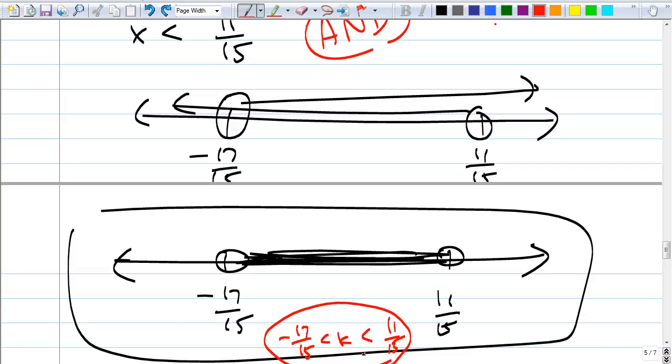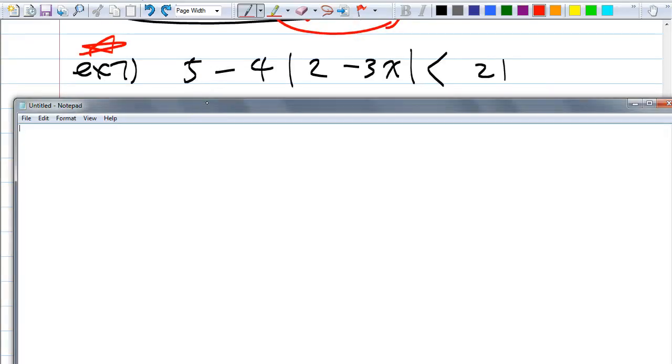All right, let's try the next one. All right, so example 7 again is a similar format. You've got 5 minus 4 times the absolute value of 2 minus 3x is less than 21. Are we going to do 5 minus 4 first, class? No. Okay. Is this going to have and in the middle or or in the middle?